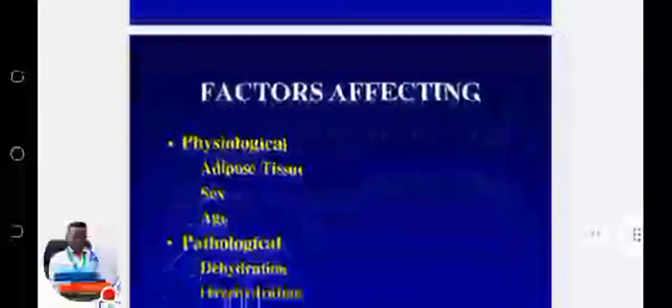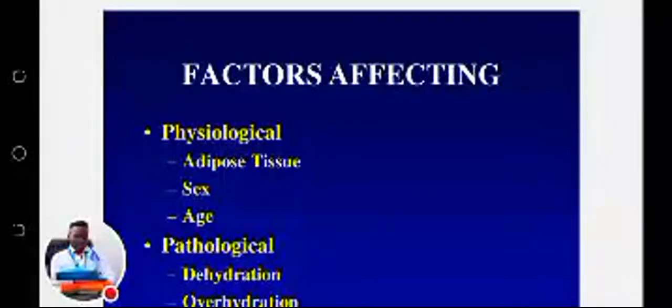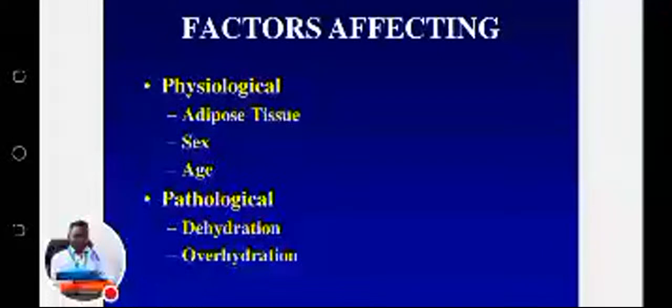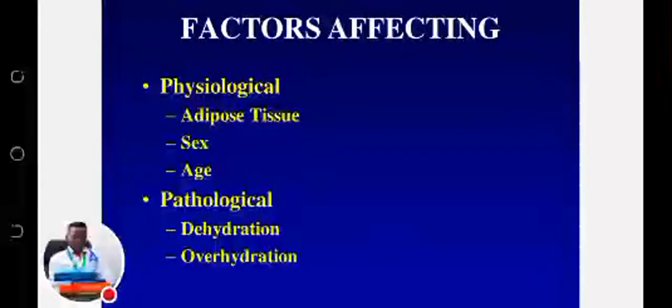Now, what are some of the factors affecting the body fluid compartments as well as the electrolytes? Number one, we have physiological factors, under which we have adipose tissue. Adipose tissue can affect the body fluid compartment. Remember, these are the tissues that accommodate fats, lipids, and when the lipids increase in the body, guess what happens? The body fluids reduce.